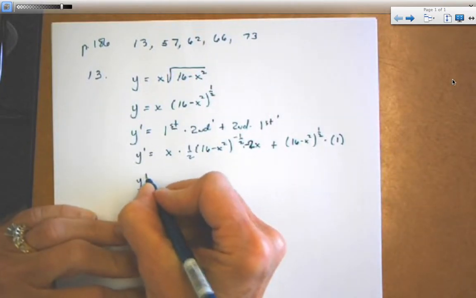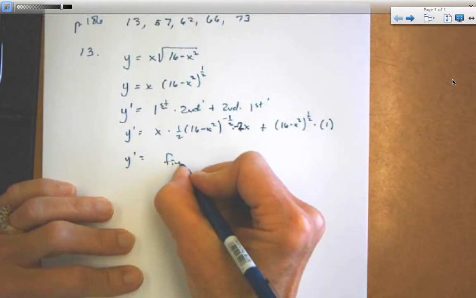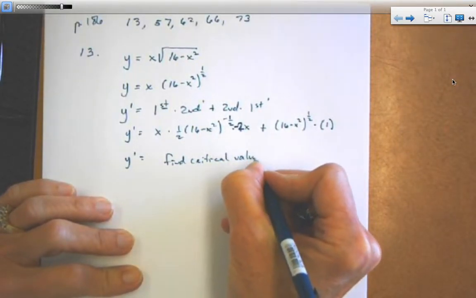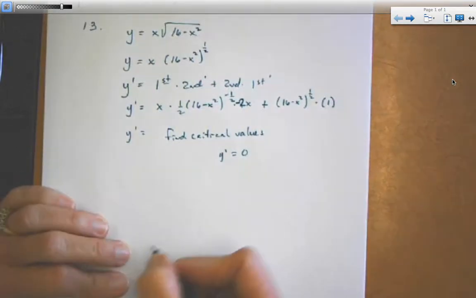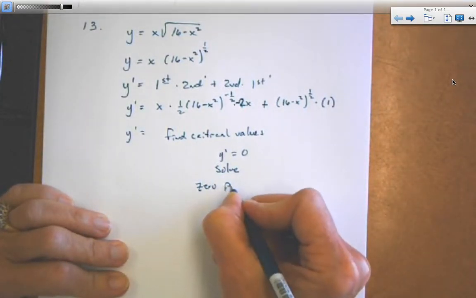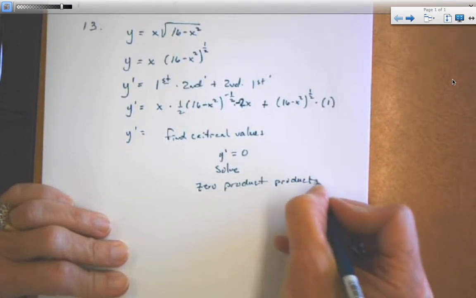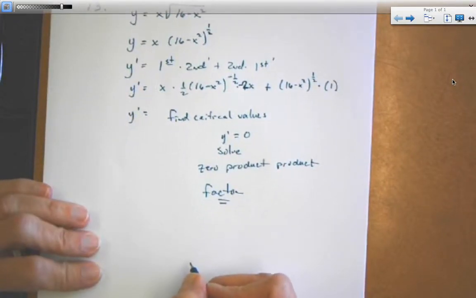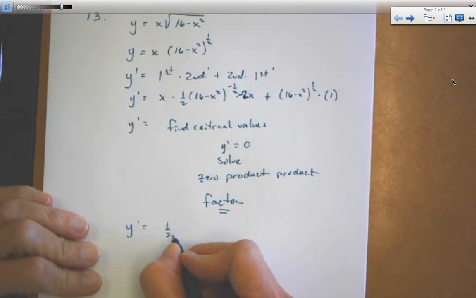All right, so now since we're going to be finding critical values, the first derivative has got to be equal to zero, and you solve. So if we're going to solve, remember you're going to be using the zero product property. Well, to use the zero product property, you have to factor. So that's the goal right now. We want to factor this expression. All right, so here is what I have so far.